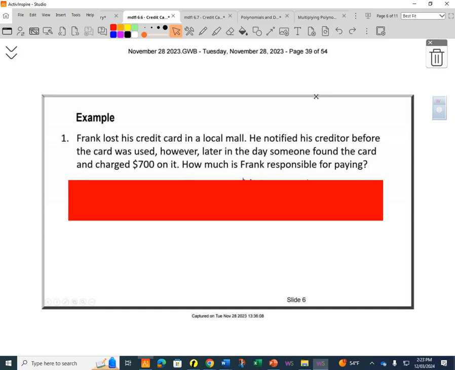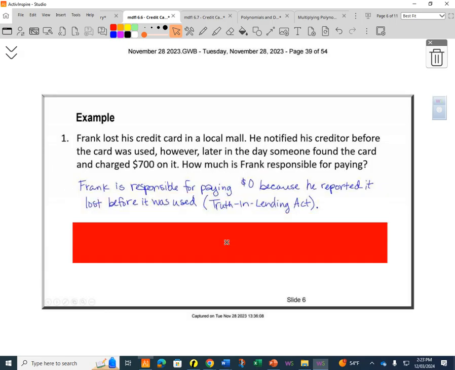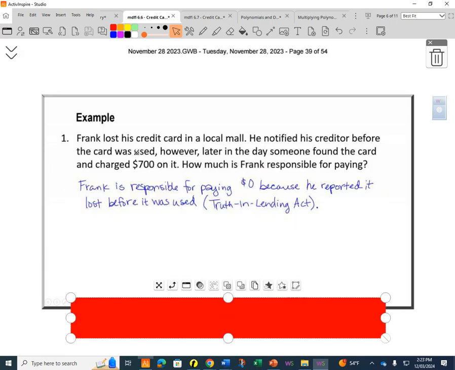All right. Frank lost his credit card at a local mall, and he notified his creditor before the card was used. However, late in the day, someone found the card and charged $700 on it. How much is Frank responsible for paying? Well, remember, we have protections to cover that, so he's not responsible for any of it because he reported that it was lost before they had time to use the card, and that is covered under the Truth in Lending Act.